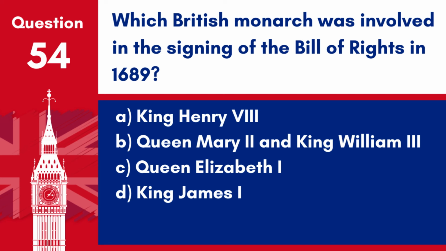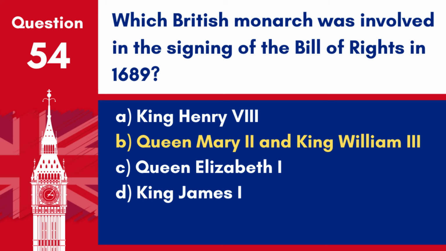Question 54. Which British monarch was involved in the signing of the Bill of Rights in 1689? A. King Henry VIII. B. Queen Mary II and King William III. C. Queen Elizabeth I. D. King James I. Answer: B. Queen Mary II and King William III.